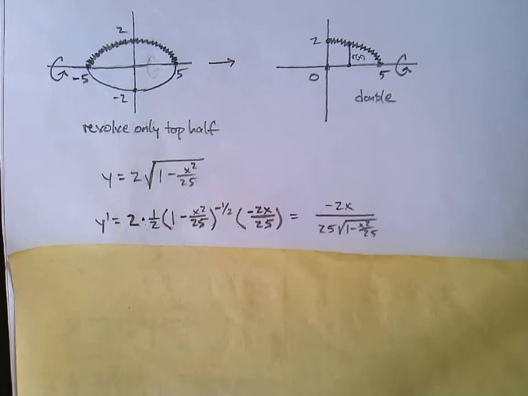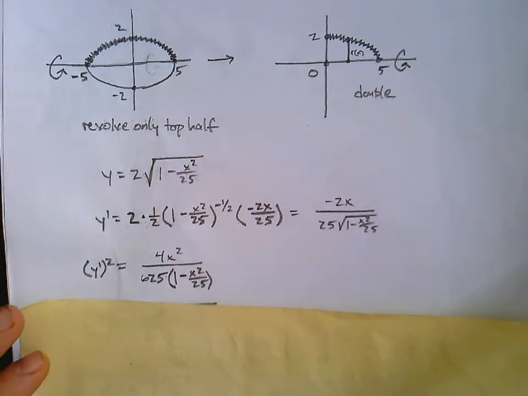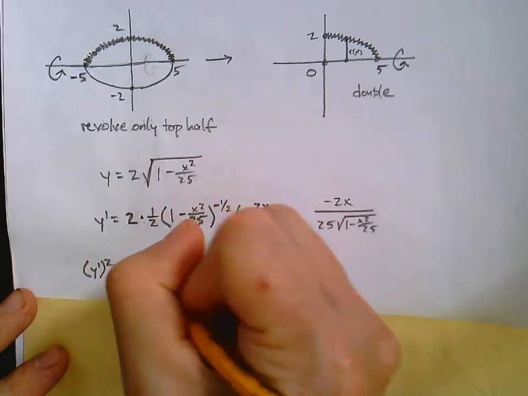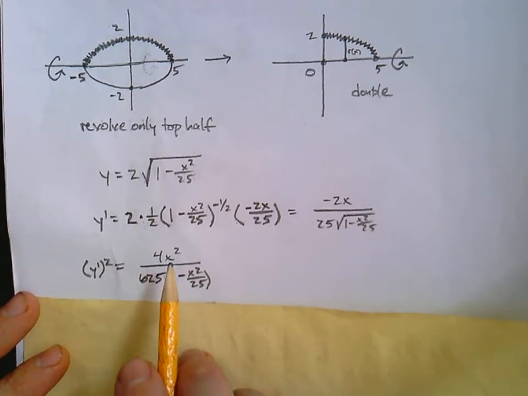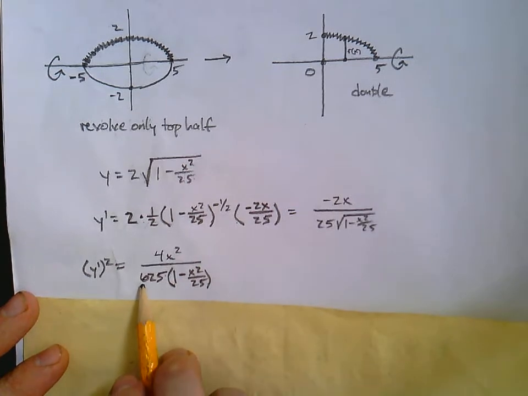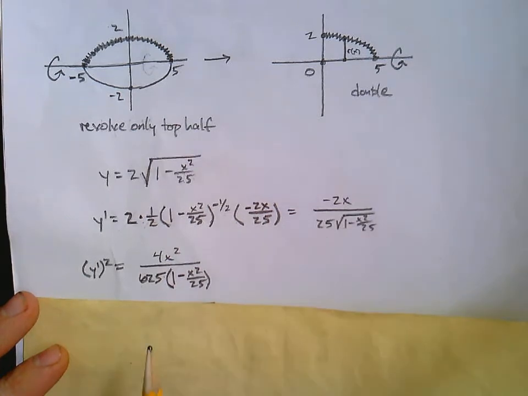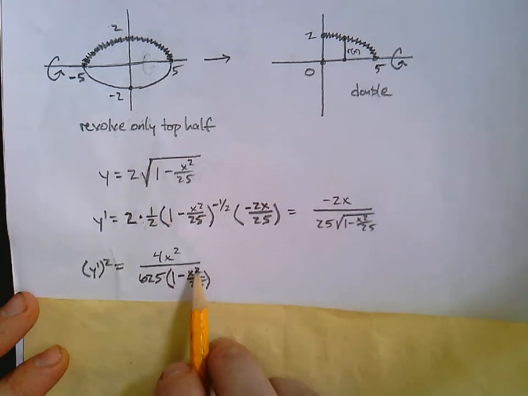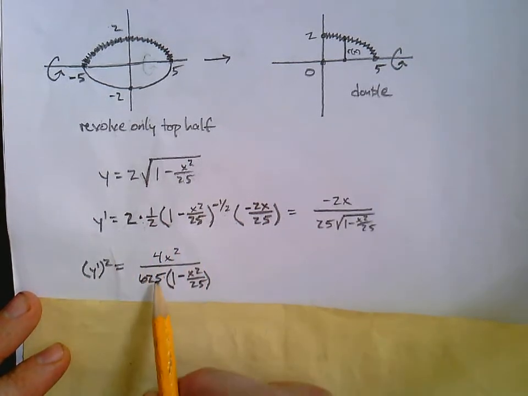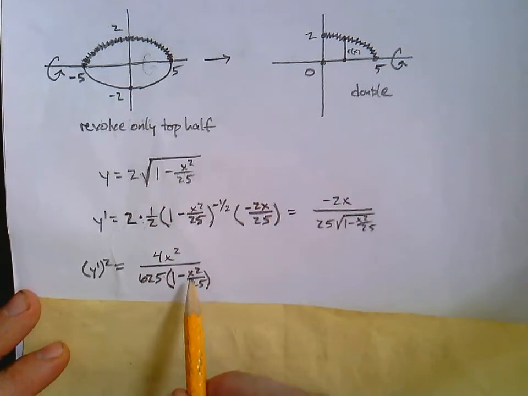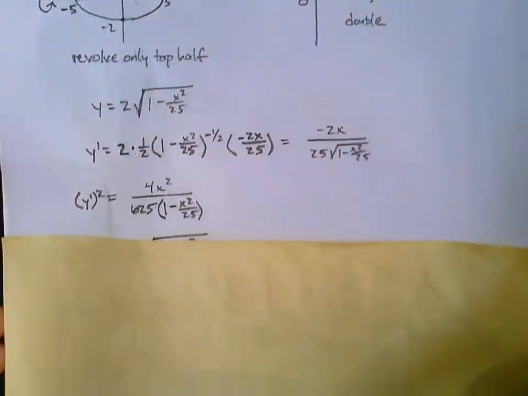Okay. And we're kind of used to this pattern by now. We're going to square y prime, y prime squared. So the negative changes to a positive, and we've got 4x squared over 625, parentheses, our square root gets taken away with the square, 1 minus x squared over 25. Okay, and I like it just like this. You could distribute that 625. That would actually go very nicely. But I'm just going to leave it like that.